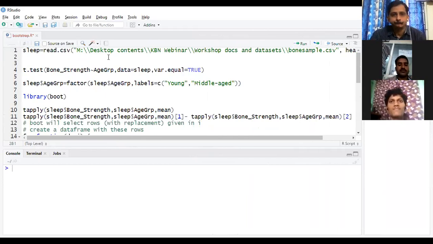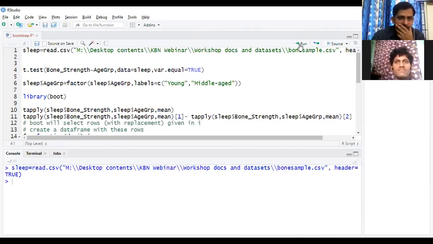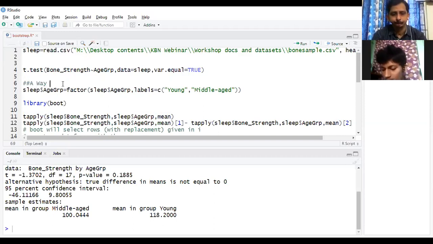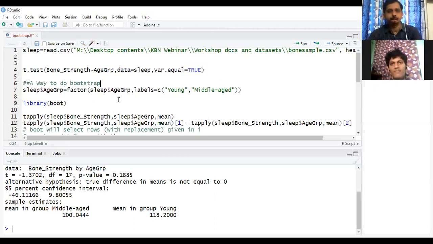Now this is the data set we are using. We have already worked with this data set. It has the bone strength of different age groups. Now let us load the data, and this is the conventional way of t-test that we have done. Hereafter, we will go slowly, point by point, to understand the technique of bootstrap.